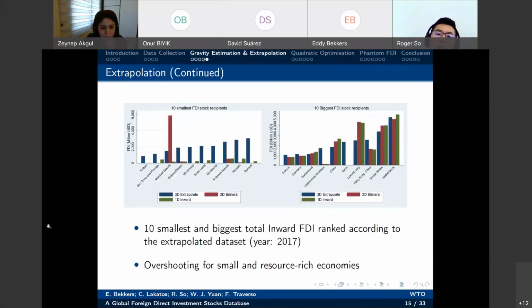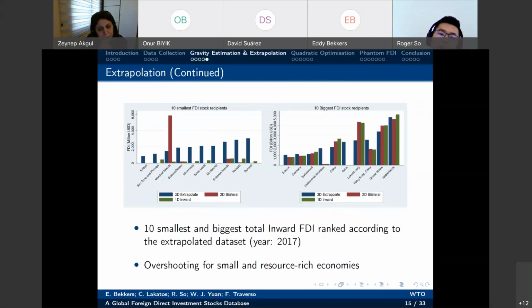So, moving on from the comparison on world FDI, we zoom in just a little bit and look at the total inward FDI by country. Here you can see I have 2 tables that are showing the 10 smallest and 10 biggest FDI recipients ranked according to the extrapolated values, so the blue bar here. And they're comparing with the red bar and the green bar, which are the one-dimensional and two-dimensional data sets that I have constructed in step 1.